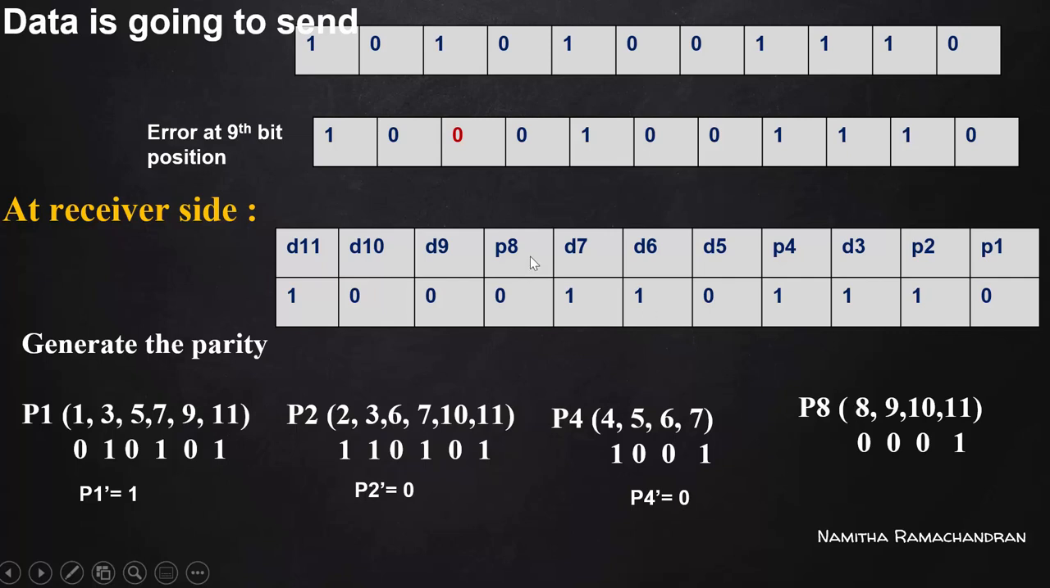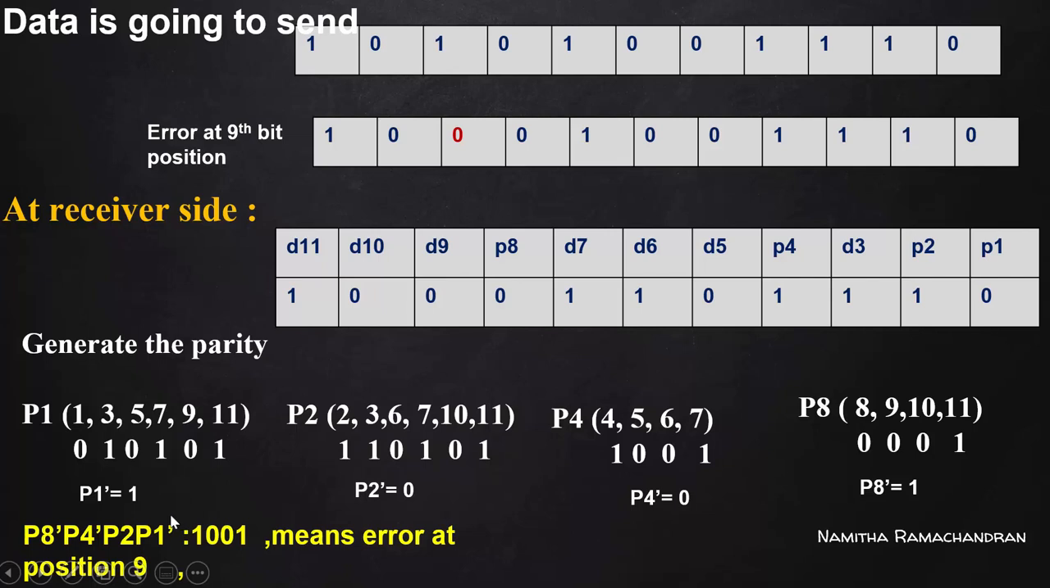And again for P8 dash, we need to consider locations 8, 9, 10 and 11. Here it contains only a single one. This one is an odd number. So make P8 dash with value 1 and arrange like P8 dash, P4 dash, P2 dash, P1 dash. So the value is 1001. 1001 is the binary of decimal 9. This indicates that while transmission, an error occurred at location 9.